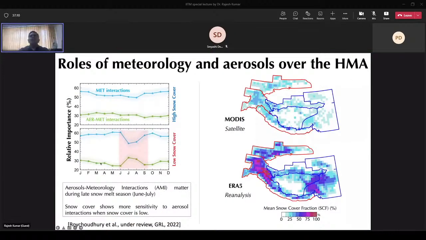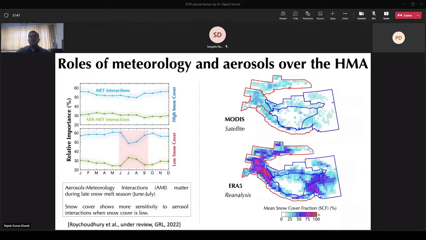All right, so here we see that especially during the July, August, September period, the importance of meteorological interactions goes down and the importance of the aerosol-meteorological interaction goes up. This may have to do with the active Indian summer monsoon season, during which the deep convection transports the aerosols to higher elevations. This is what we learned from this purely statistical analysis. This is a study that is under review in GRL.